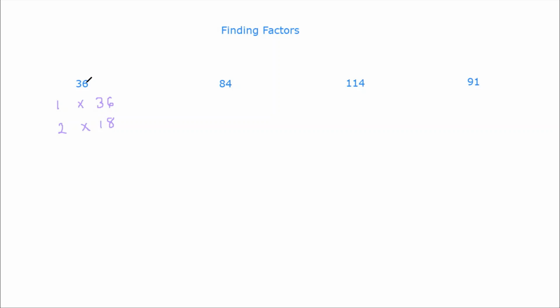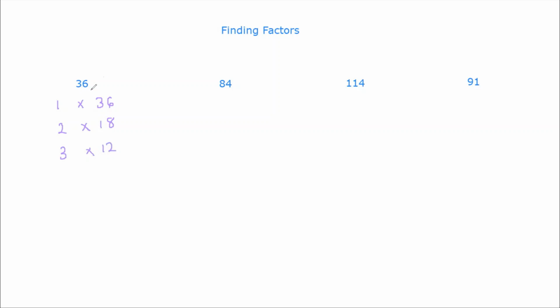The next question to ask is, can we divide by 3? You probably will know this from your times tables knowledge, but if you don't, the way that you can tell if a number is divisible by 3 is by adding the digits, and if they total a number in the 3 times table, you can divide by 3. So 3 plus 6 would be 9. So 36 is divisible by 3, so we would have 3 times 12.